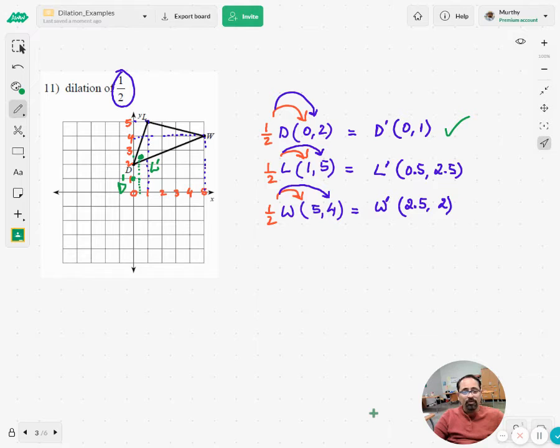W prime is (2.5, 2). So 2.5 is between 2 and 3, and y is 2. These two are meeting at this point. This is W prime. Then if you are working on paper, use a straight edge to join all these points. And this figure is half of the original triangle.